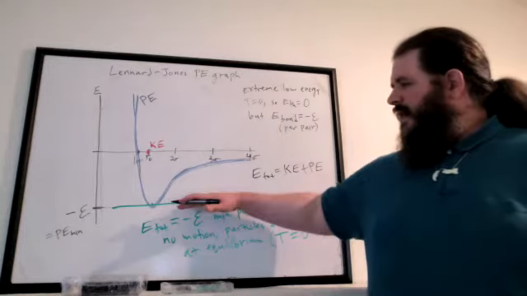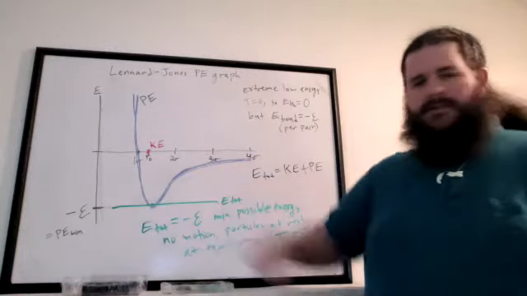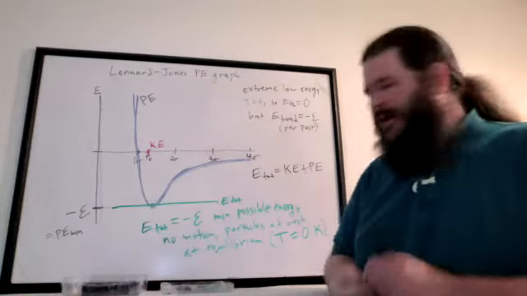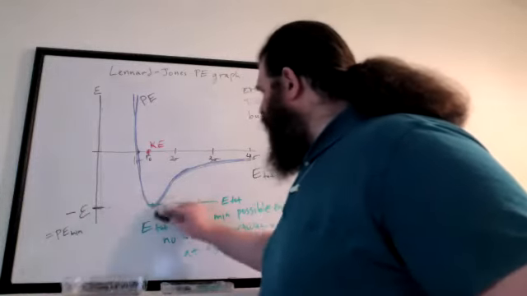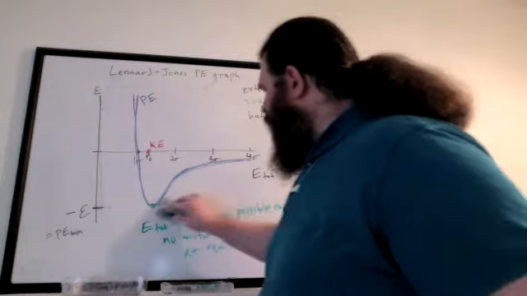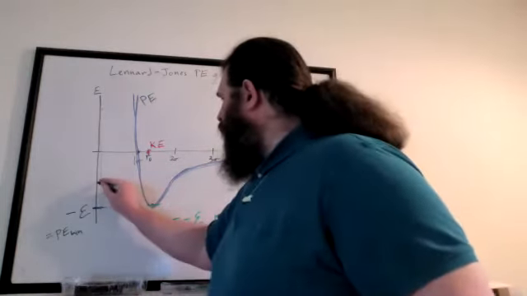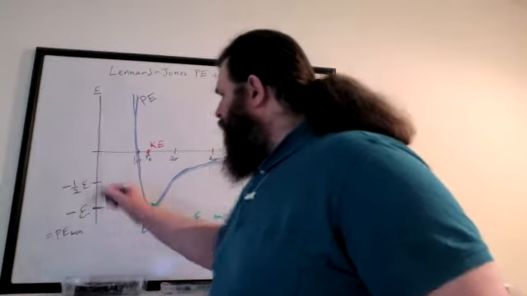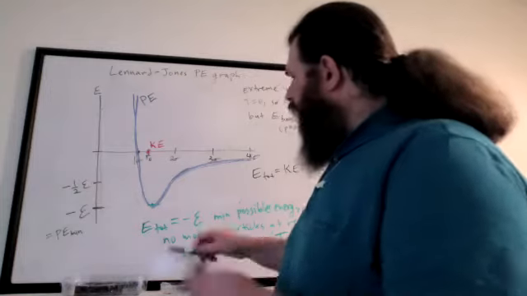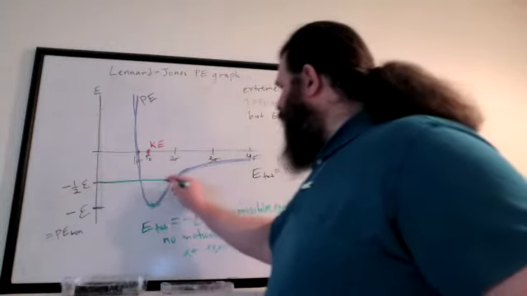But then let's say you add some energy. Let's say you raise E total up to some intermediate value. Let's say negative 1/2 epsilon. So we're going to increase E total to, let's say, negative 1/2 epsilon. So new E total value, which means we're going to have to redraw the kinetic energy graph.